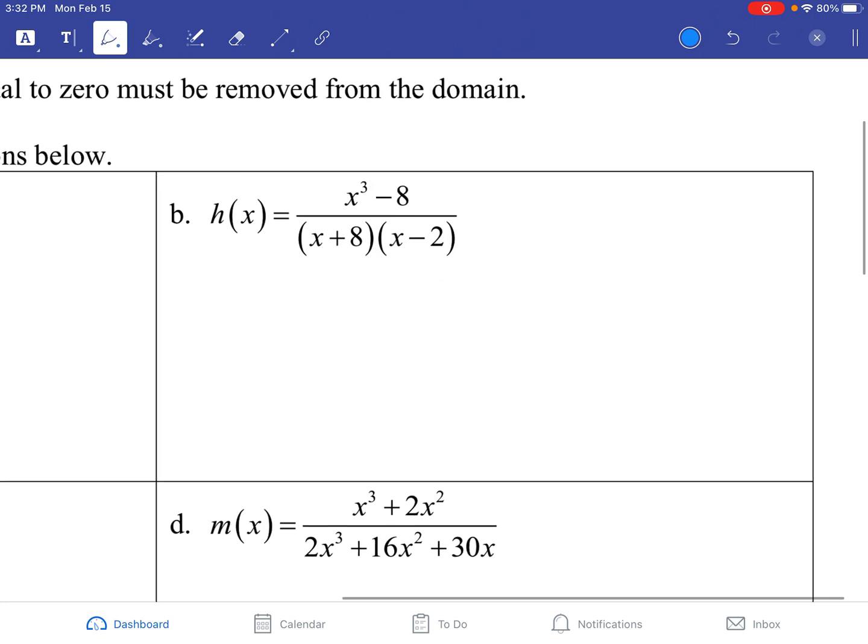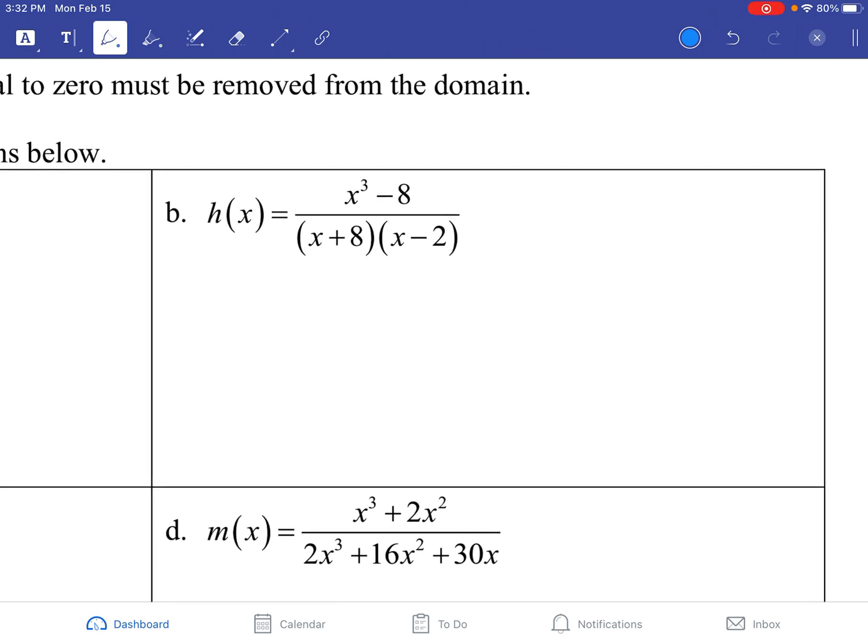All right, let's look at the next one. In part B, okay, we have 2. This has already been factored for us, so we have 2 parts. We have x plus 8. We're going to set that equal to 0, and x minus 2. Set that equal to 0. So x will equal negative 8, and x will equal positive 2. But these are the values that x cannot be.